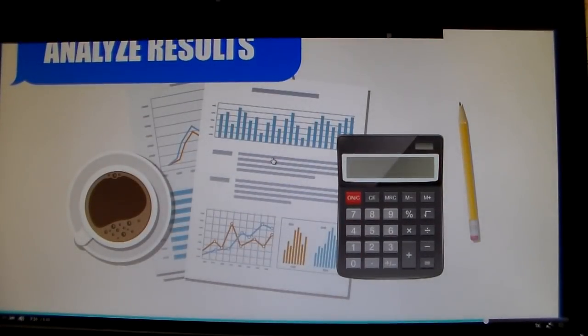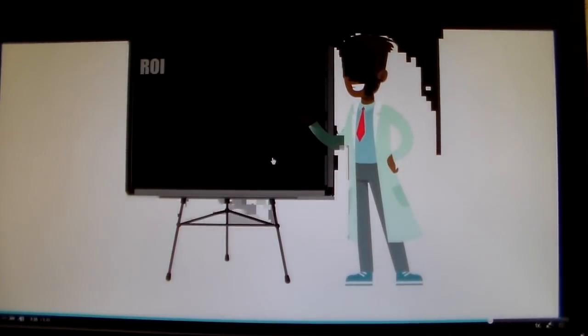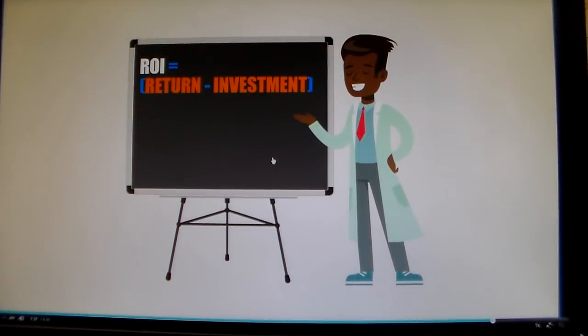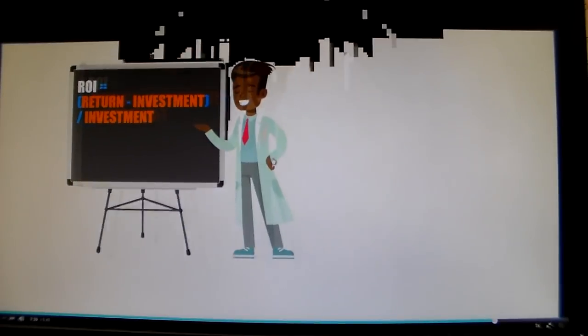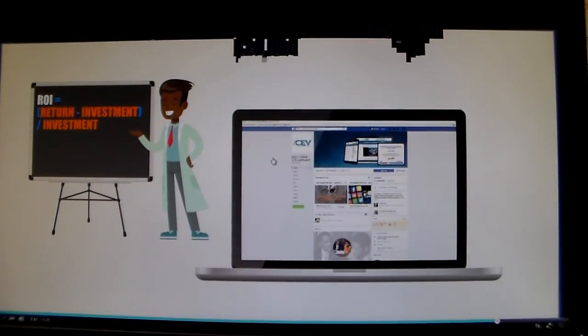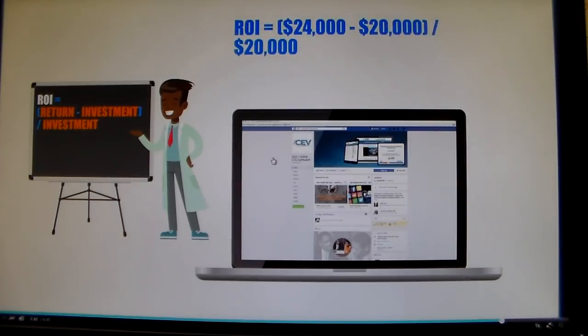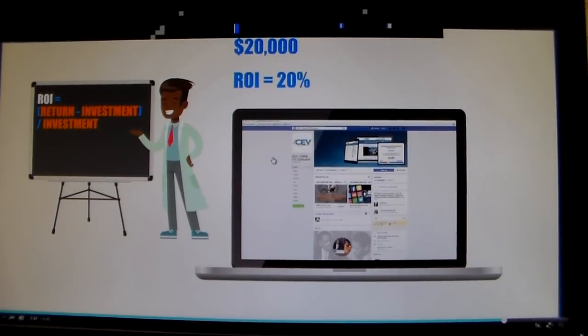Finally, the last step is to analyze results. As mentioned before, the formula of calculating social media ROI is return minus investment divided by investment. Say you spend $20,000 on your Facebook page, and the return is $24,000. Then the ROI is 20%.